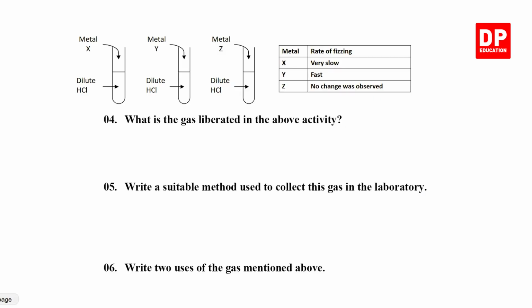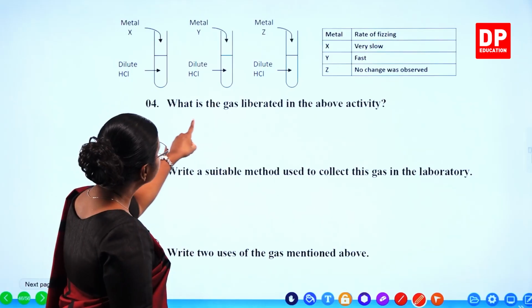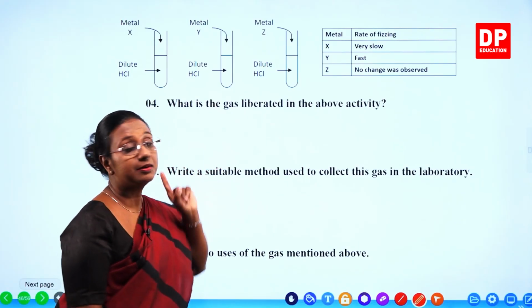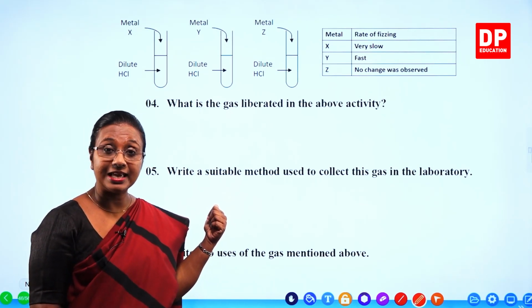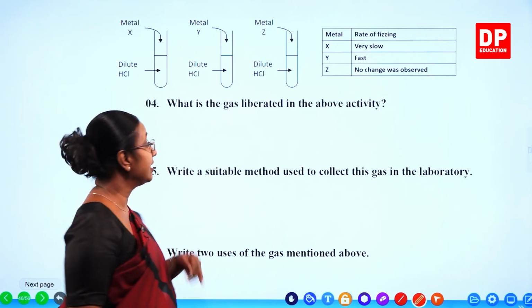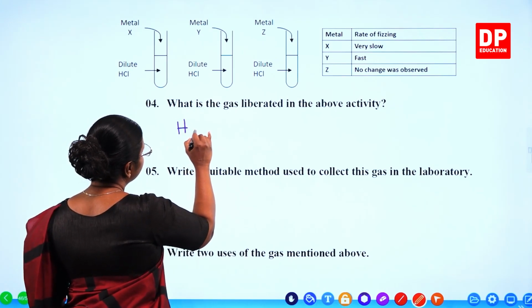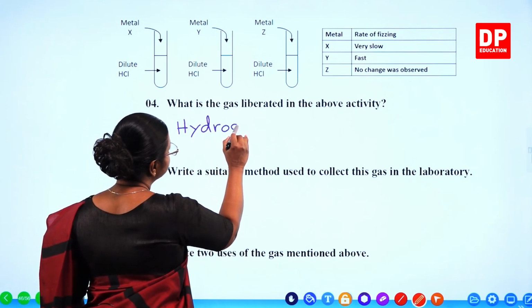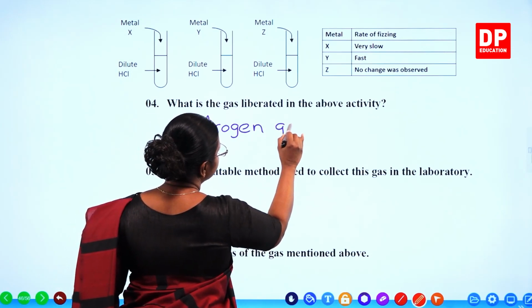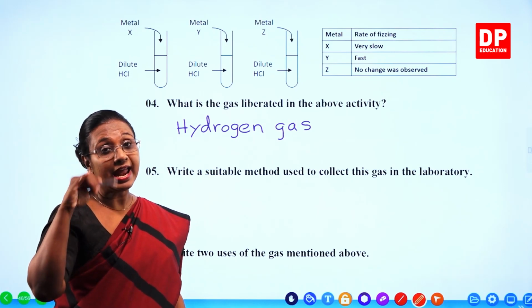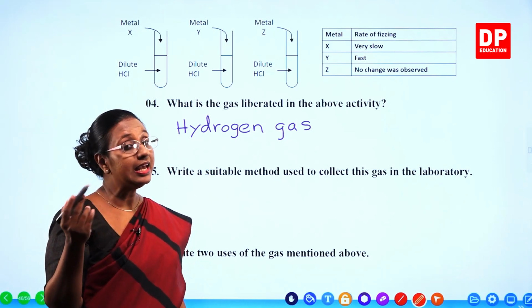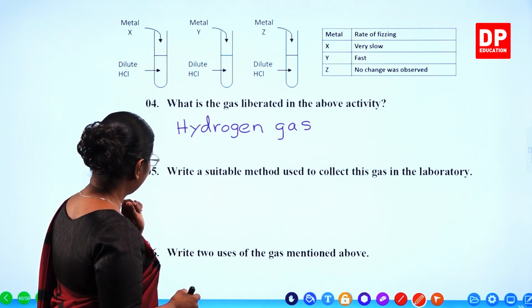Again, the same question, part 4. So we have already discussed the diagram, the activity and the observation. What is the gas liberated in the above activity? So just now we wrote the equation. What is the gas liberated? It is hydrogen gas. So you can either write it as hydrogen gas, or you can write it as H2 gas, H2, and put the physical state as g. Anything is fine. Fifth one.